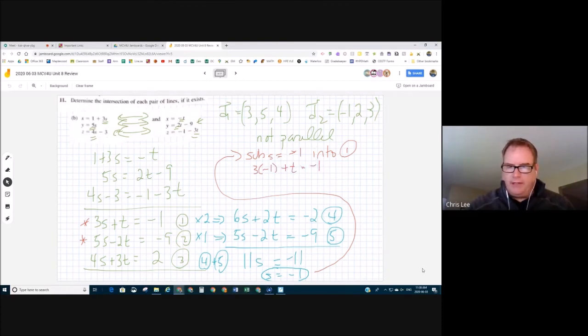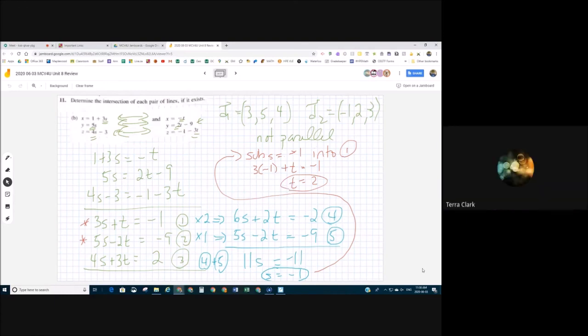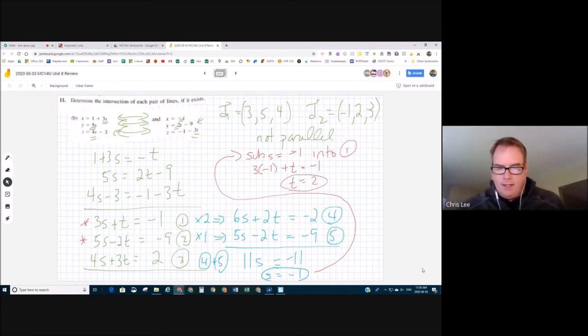So this will be 3 times -1 plus T equals -1. I'm going to try and save some written steps here. 3 times -1 is -3. Bring that across is +3. So T equals 2. Hope I did that one okay. Yep. Okay. Any questions to this point?